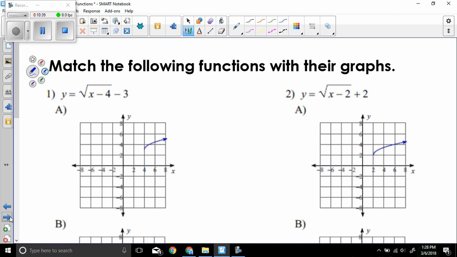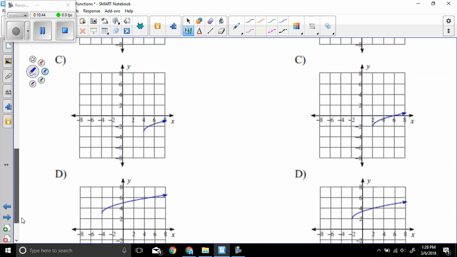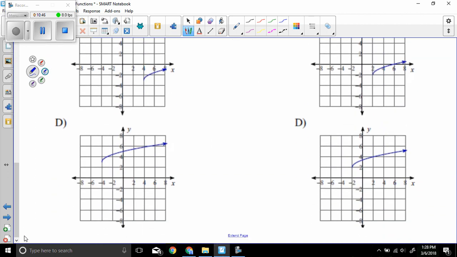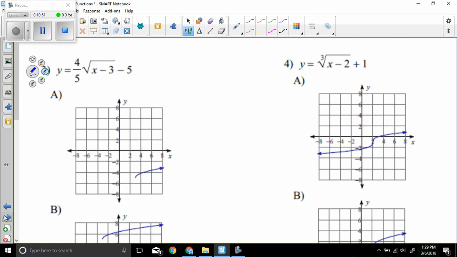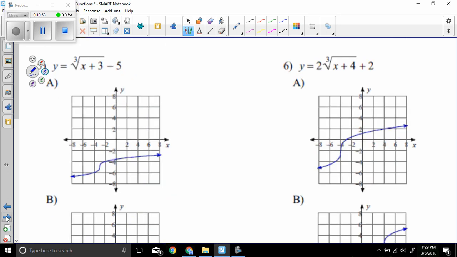Matching the following functions with their graphs. This one here, I actually don't want to go through these. Okay, I'll leave these for you. You can feel free to check these on the static notes. I have these filled out. Same thing with these ones here and these ones.